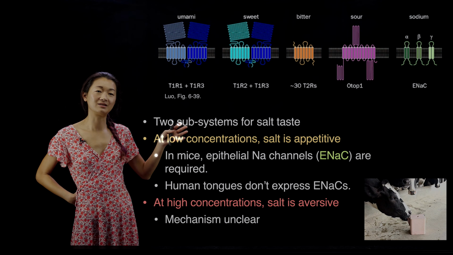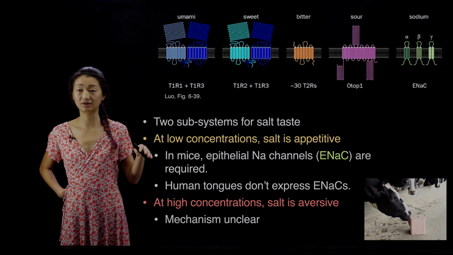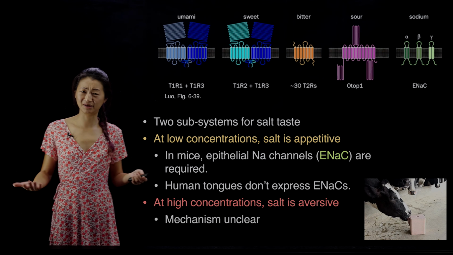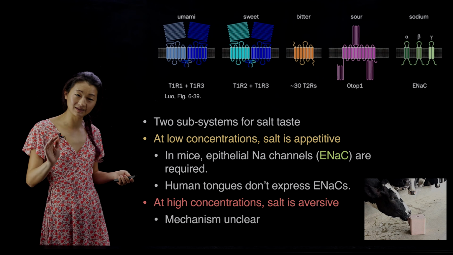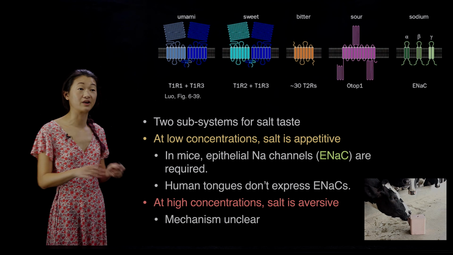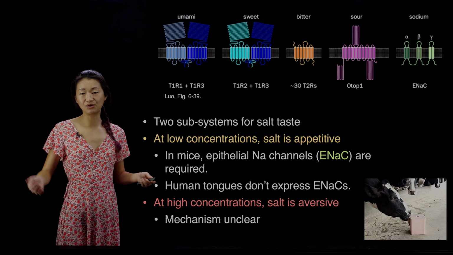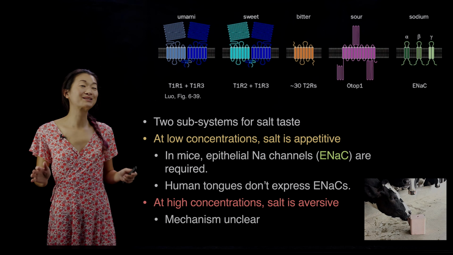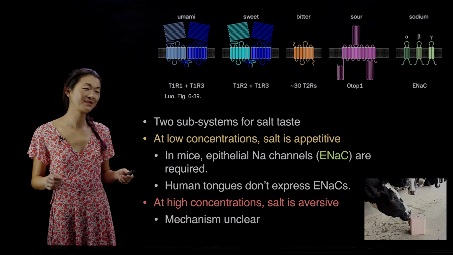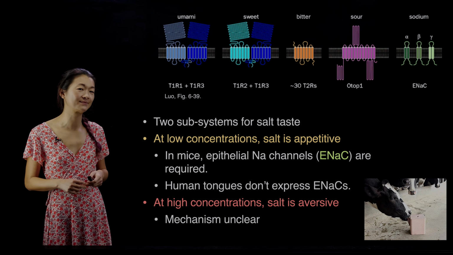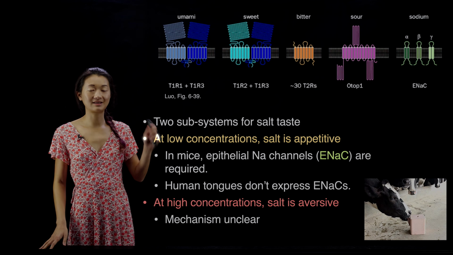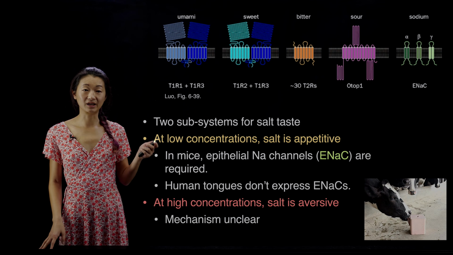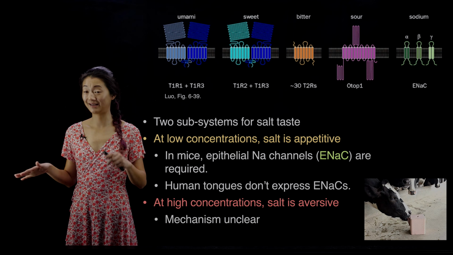Sodium is complicated because at low concentrations, salt is very much appetitive. If you've ever had food that was undersalted, it doesn't taste very good. If you add just the right amount of salt, it tastes great. But at even higher concentrations, salt is very much aversive. If you've ever gone swimming in the ocean and snorted up a bit of salt water, it's pretty horrible. Salt is not unambiguously positive in higher concentrations. So we do know that there is a set of cation channels expressed in mice, these epithelial sodium channels, and they are required for mice to taste salt.